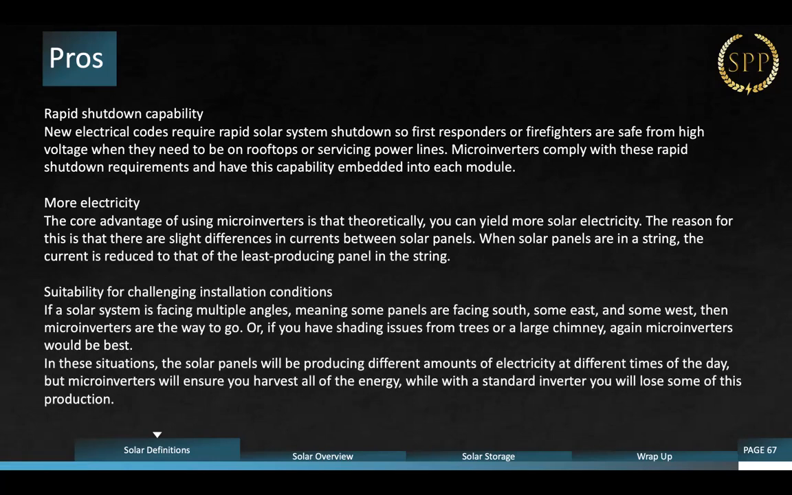And the other pros: suitability for challenging installation conditions. If the solar system is facing multiple angles, meaning some panels are facing south, some east, some west, which would be the azimuth, microinverters are the way to go. Or if you have shading issues from trees or large chimneys, microinverters again would be the best, okay? In these situations, solar panels will be producing different amounts of electricity at different times of the day, but microinverters will ensure you're harvesting all the energy, while with the standard inverter, you'll lose some of the production.